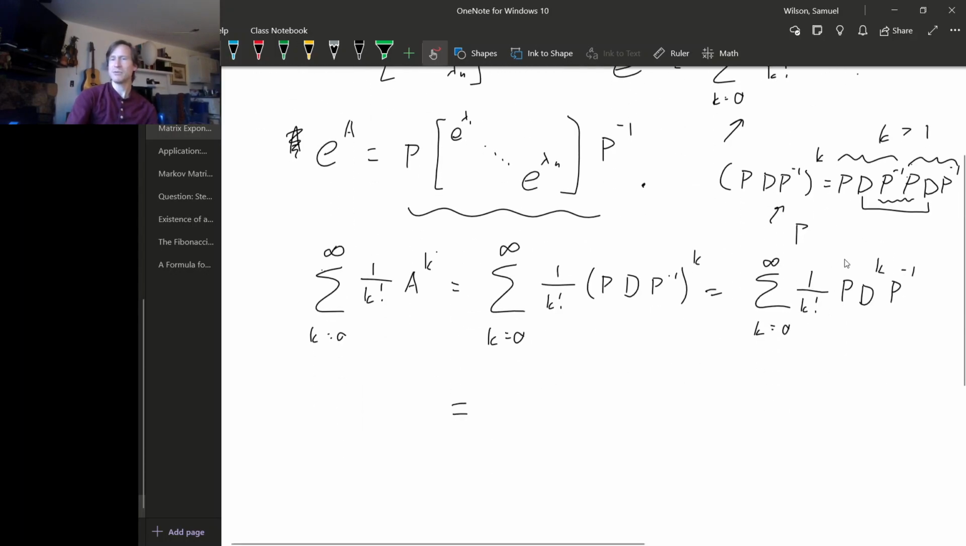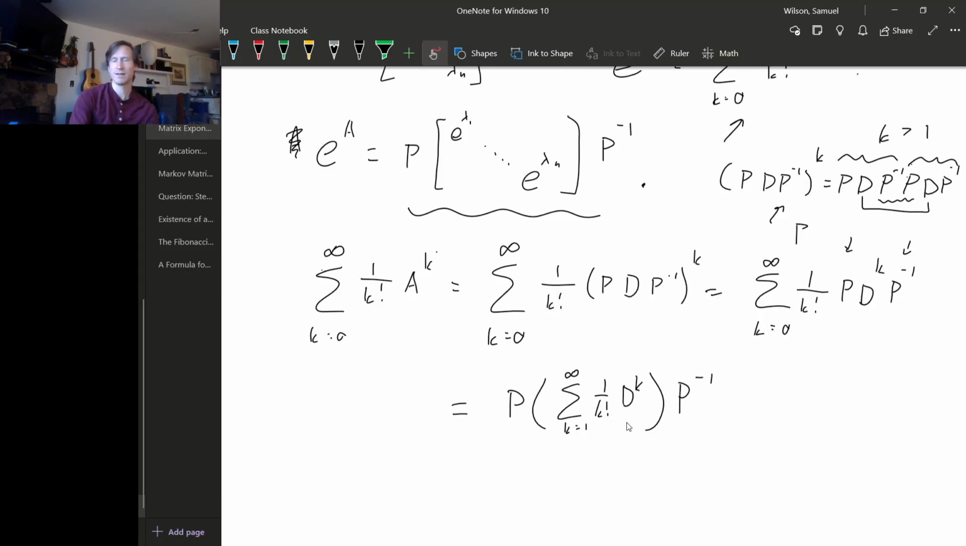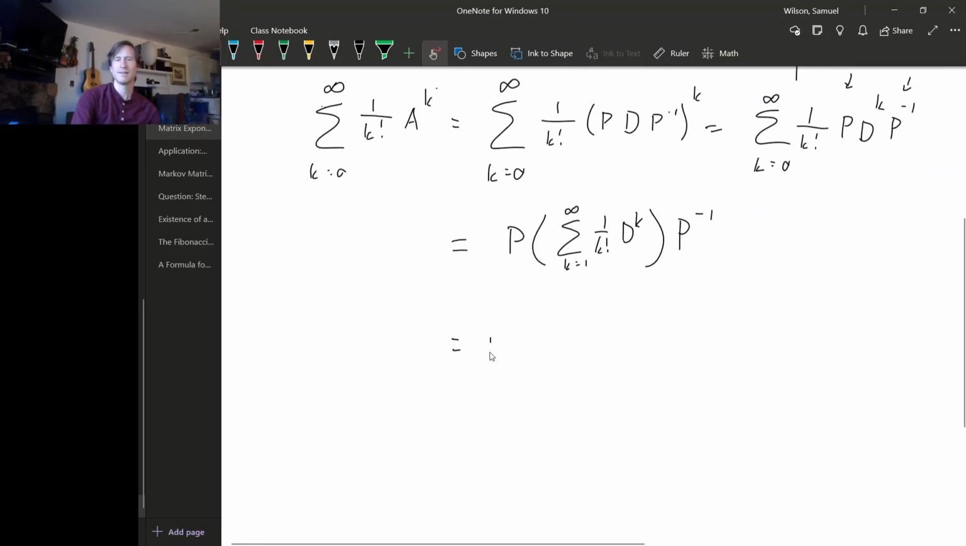But look, now that we have just one copy of P and one copy of P inverse, we can actually move them outside of this sum. So the P on the left we can factor out to the left, and the P on the right we can factor out to the right. And the stuff in the middle is the sum from k equals 1 to infinity of 1 over k factorial times D to the k. This is the matrix in parentheses up here.